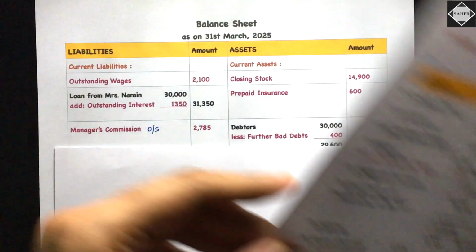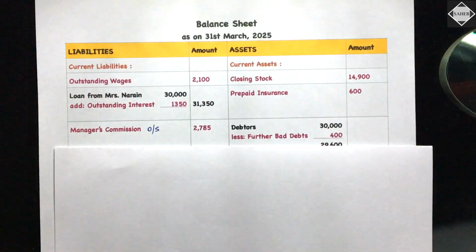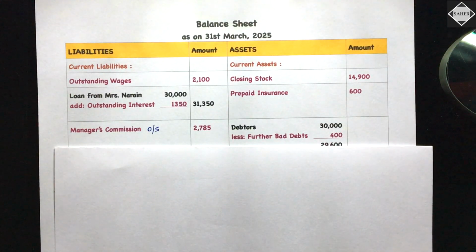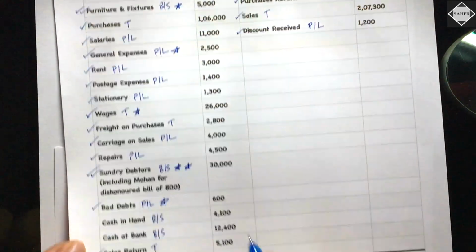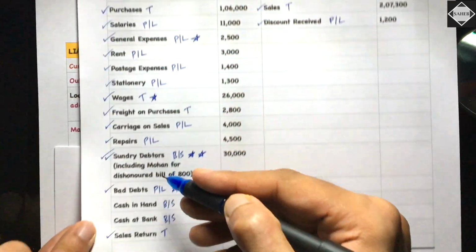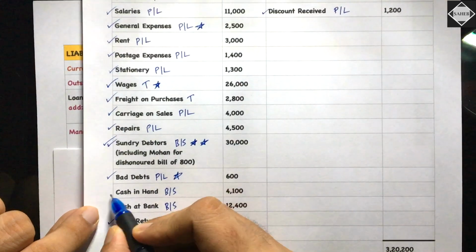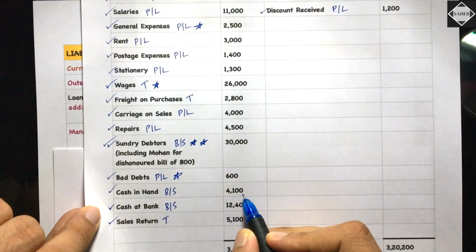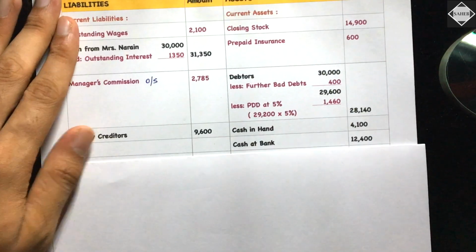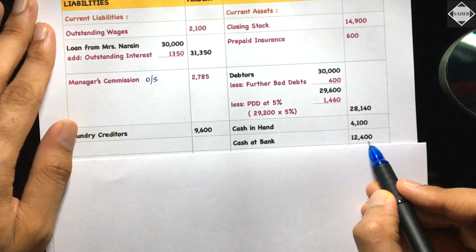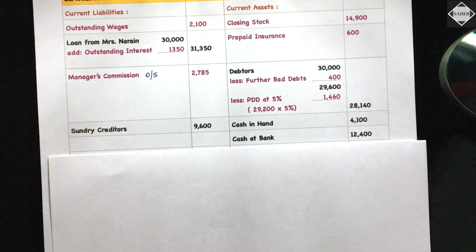Next, do we have any more? No adjustment, nothing. All done. Now go back to the question and check for the balance sheet items from the start to end. Yeah, if you go from over here, we have taken everything except cash in hand, cash at bank. Let's just take it. Current assets 4,100 and 12,400. See here, cash in hand, cash at bank 4,100, 12,400. Okay. Next, what do we have?